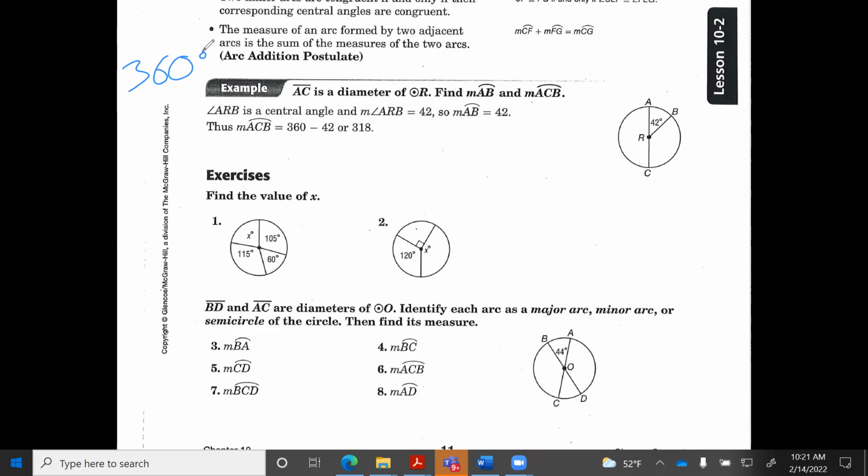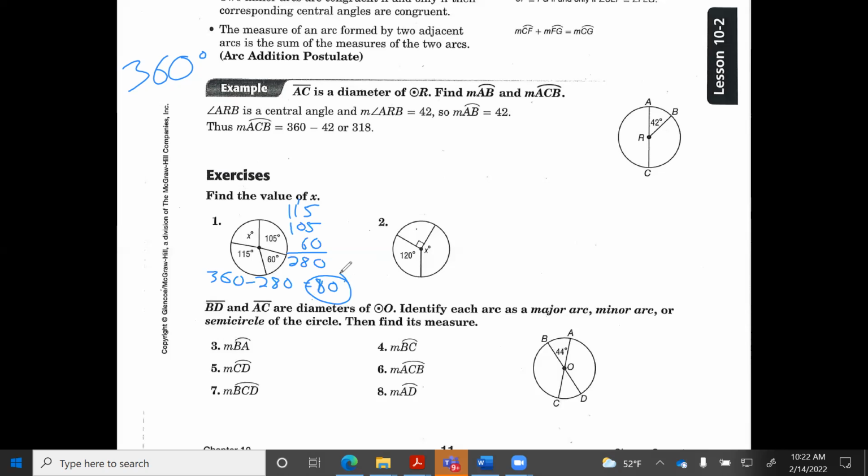So first, add them all up. We have 115. Try to start off easy and then make it harder. So add them all up. So we got 0, carry a 1. That's 8, that's 2. So we got 280 degrees so far. So 360 minus 280 is just 80. Yeah, I should throw a 1 in front of it for a second. It's just 80. That'd be our answer for x.